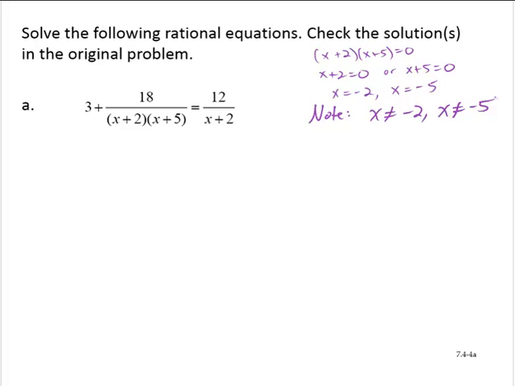Looking at our denominators, we see two distinct factors, and so our LCD is just going to be the product of those factors, (x plus 2)(x plus 5). Alright, so let's multiply both sides of the equation by that LCD. I'll multiply the left by (x plus 2)(x plus 5), and the right by the same thing.